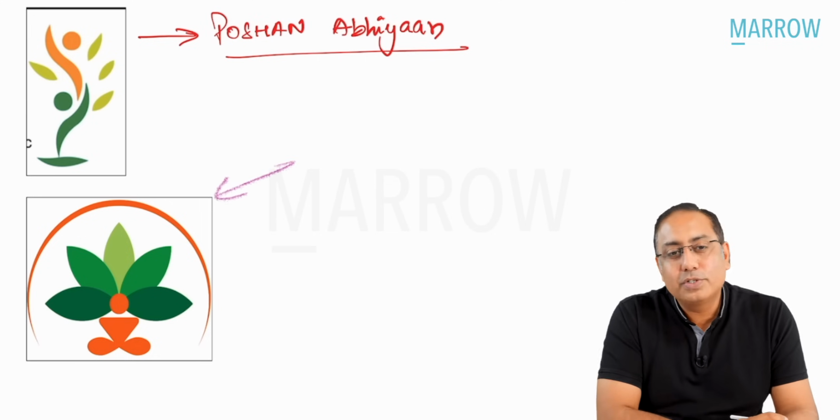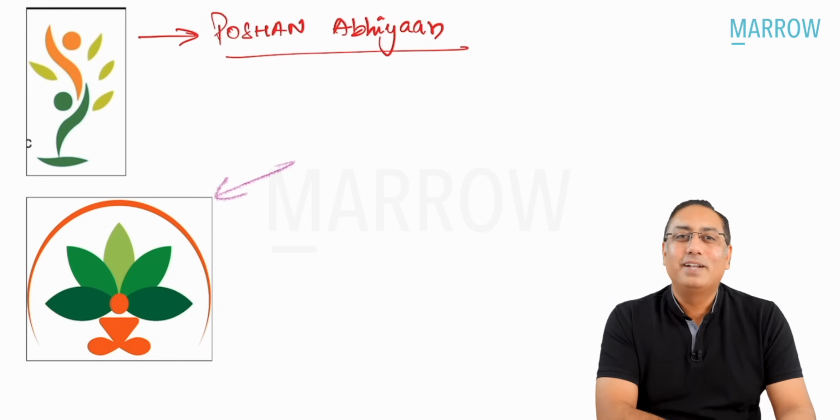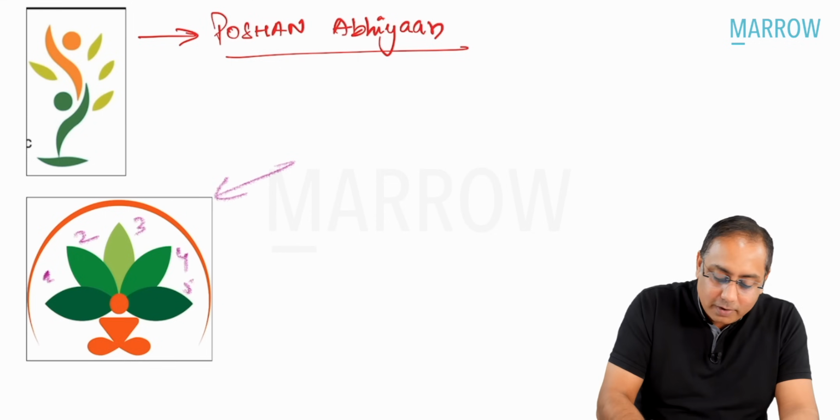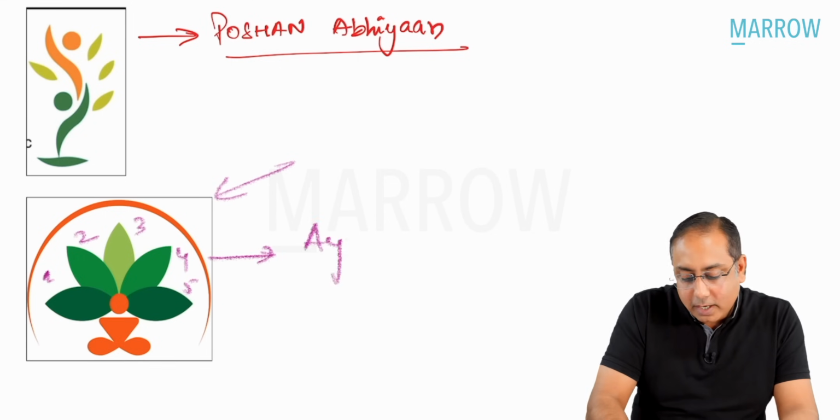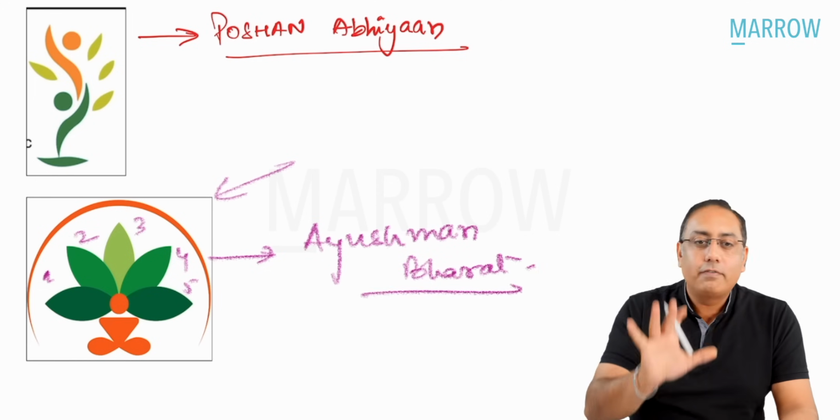Next in line, what is this logo? This logo, you can see over here, has 5 petals. Of course, this looks like the BJP logo, but it is a 5 petal. What are the 5 petals? 1, 2, 3, 4 and 5. This is the ambitious Ayushman Bharat program. Why do they have 5 petals?